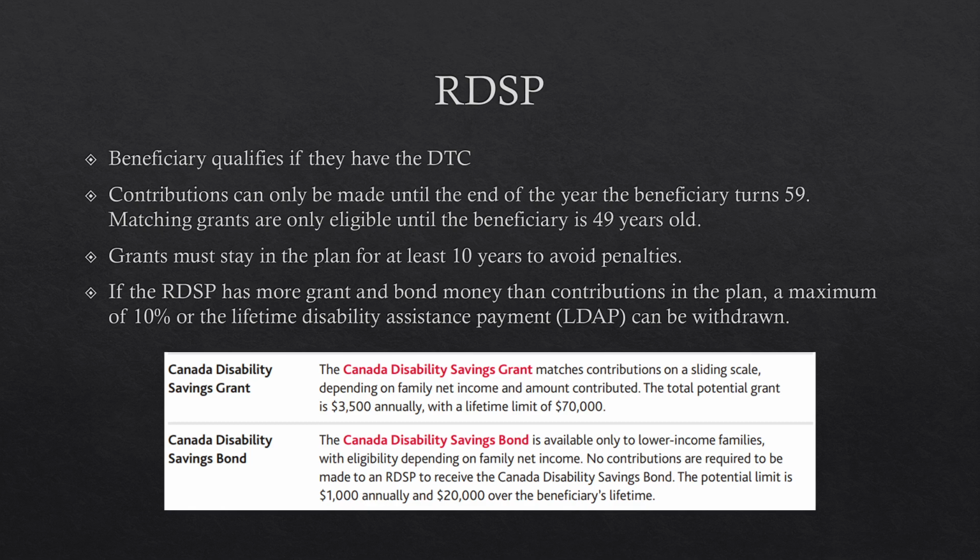The grant must stay in the plan for at least 10 years to avoid the penalties. So the RDSP is mainly for retirement for that person with the disability tax credit. If the RDSP has more grant and bond money than contributions in the plan, which usually is the case, then a maximum of 10% of the lifetime disability assessment payment can be withdrawn. So there are some restrictions when withdrawing from the account normally.